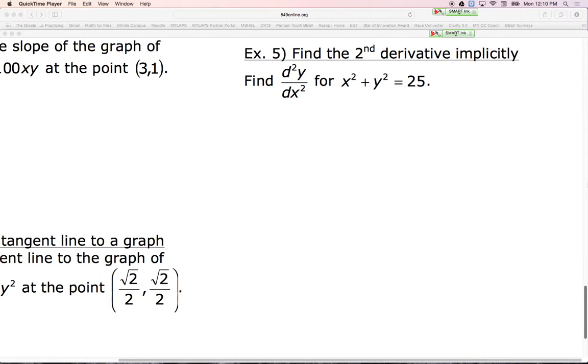All right, find the second derivative implicitly. Okay? Huh? All right, anybody doing a research paper right now? Oh. Yeah. Remember those days.